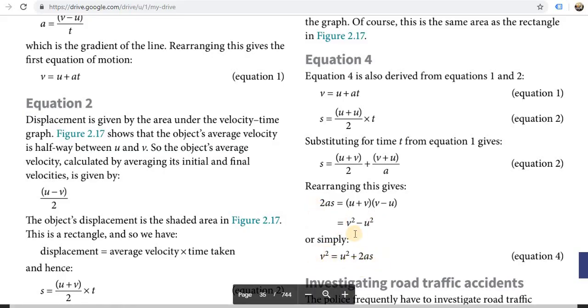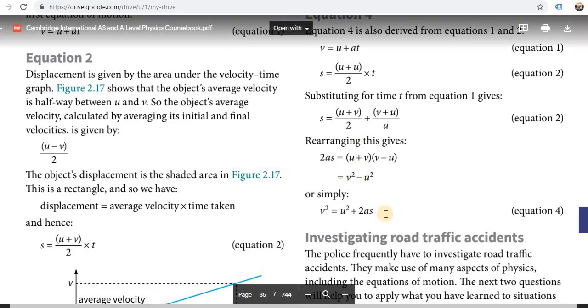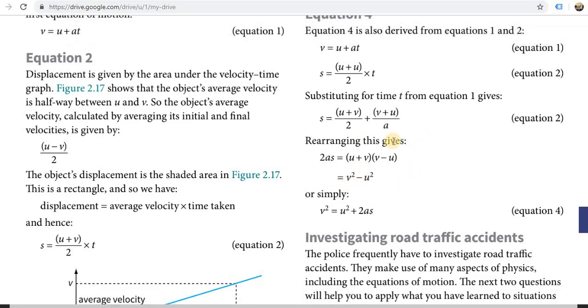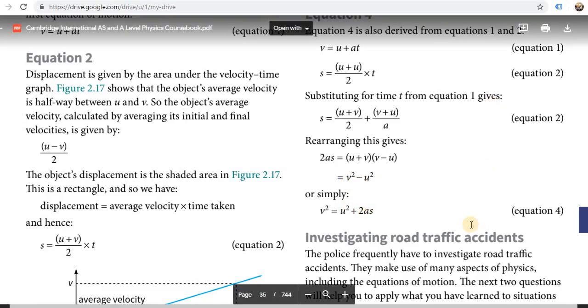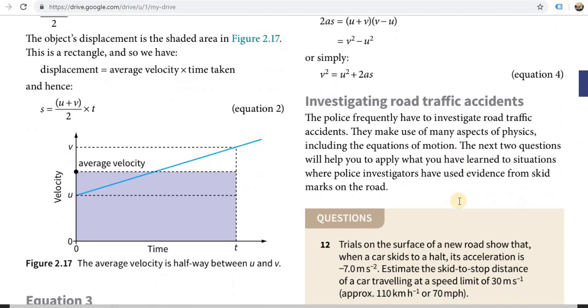So 2as equals v squared minus u squared. If you make v squared the subject of the equation, you get v squared is equal to u squared plus 2as. This is how you derive the 4 equations of motion for uniform acceleration. They are also called the SUVAT equations.